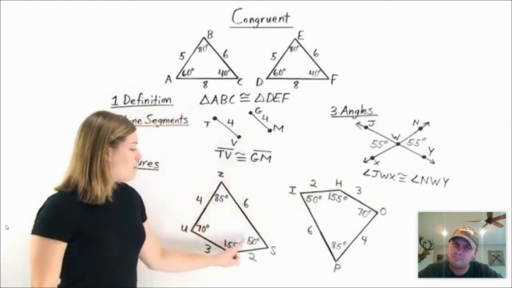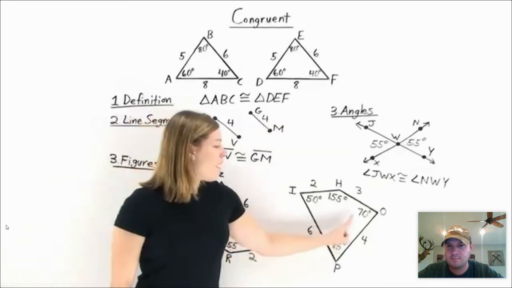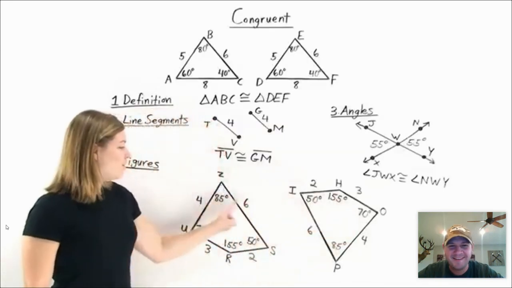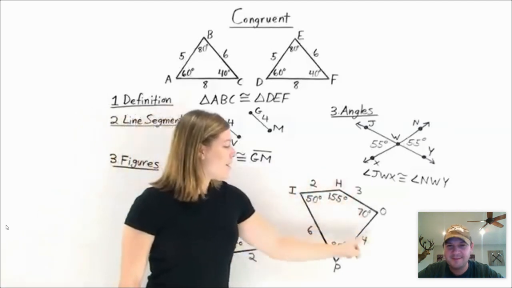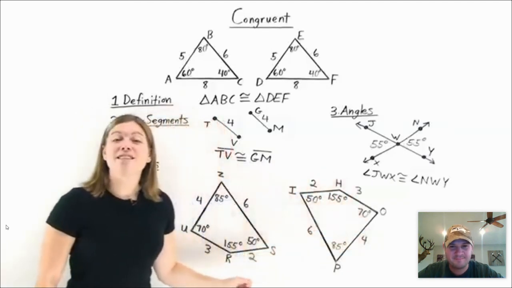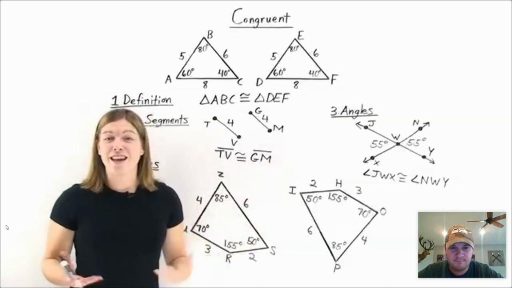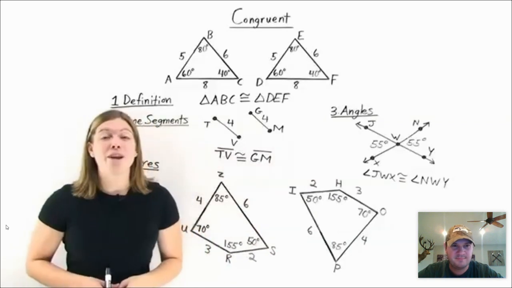Each of these angle measurements in this figure has a matching angle measurement in this figure. And each side length in this figure has a matching side length in this figure. So that means that these two figures are congruent to one another, although they may not look like it at first.